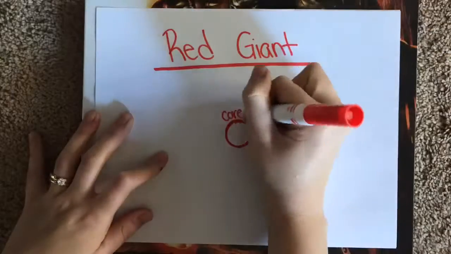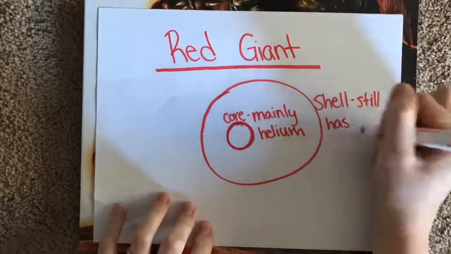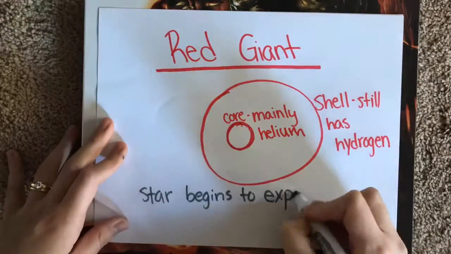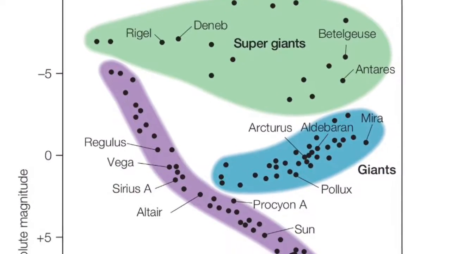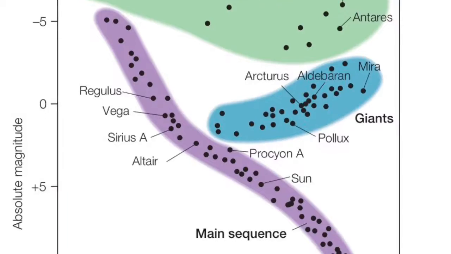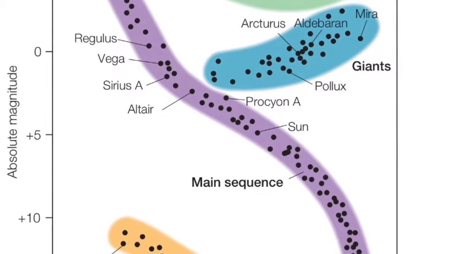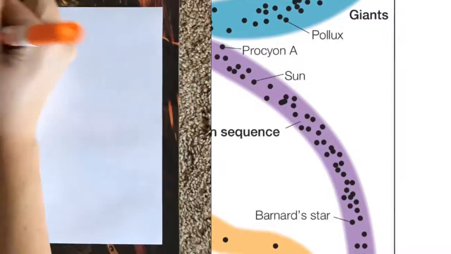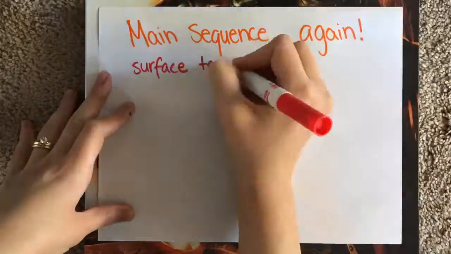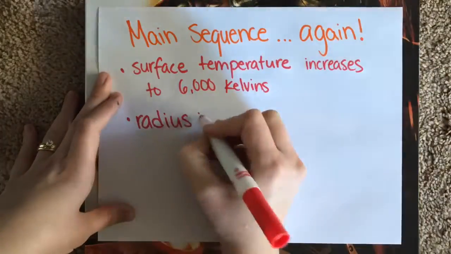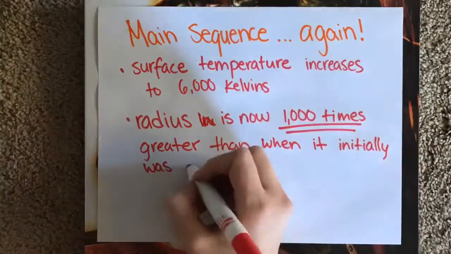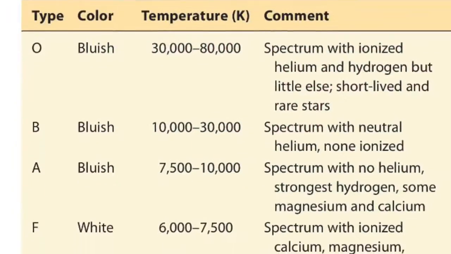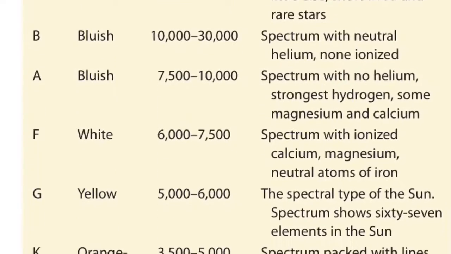The red giant stage. The star begins to expand due to an increase in temperature. A star can be in the red giant phase for about 500 million years before making its way back towards the main sequence. Can you believe it? Back at the main sequence again. The surface temperature increases from 4,000 to 6,000 kelvins, and the radius is now 1,000 times greater than when it initially was in the main sequence stage.